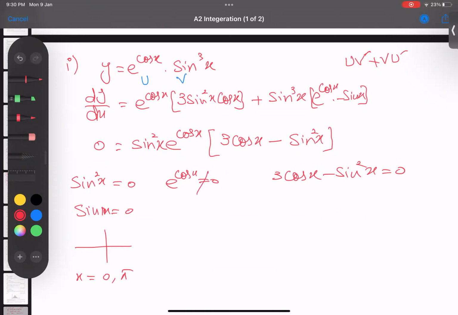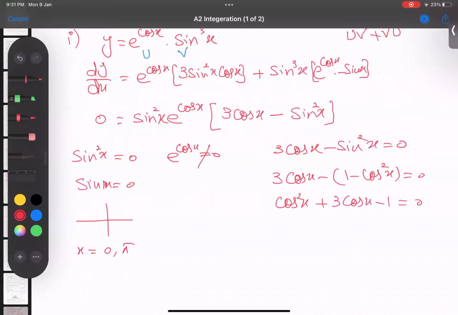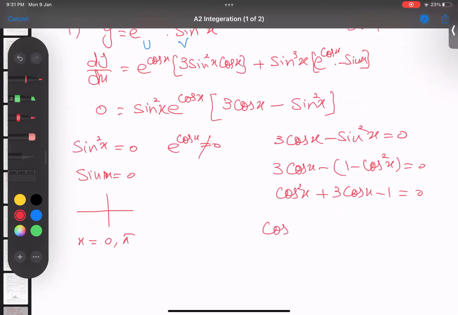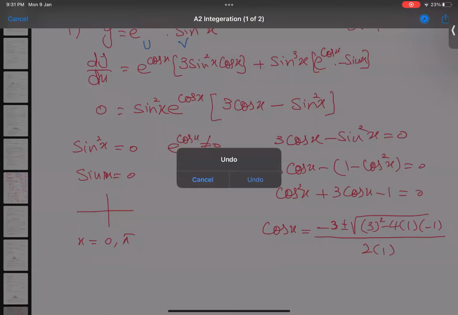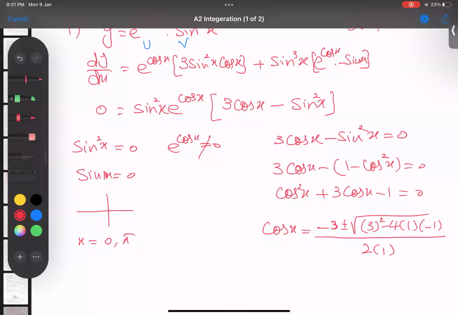So this question is left with only 3 cos x minus sine square x, and what is the sine square value? 1 minus cos square x. So I got cos square x plus 3 cos x minus 1 equal to 0. Factorization is not possible. I will apply the quadratic formula: minus b plus and minus root of b squared minus 4ac, over 2a. And let me check the answer.